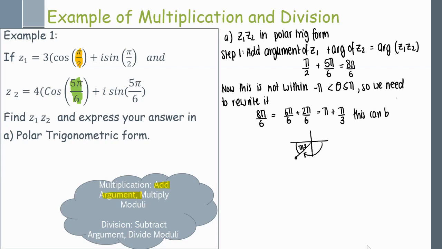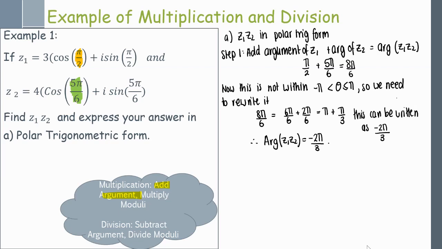So I can rewrite 8 pi on 6 as negative, going around anti-clockwise from the real axis, 2 pi on 3. And that will give me the same point or the same angle as 8 pi on 6. So now I've written this argument in principal form, and it is minus 2 pi on 3. So I've got the argument. That's great. Now all I need is to find the modulus.